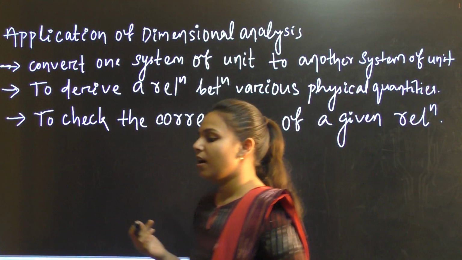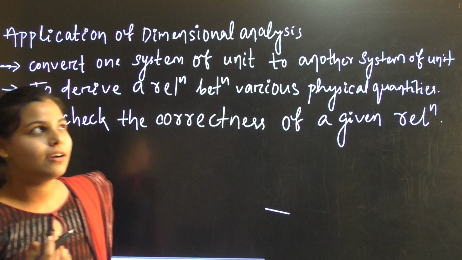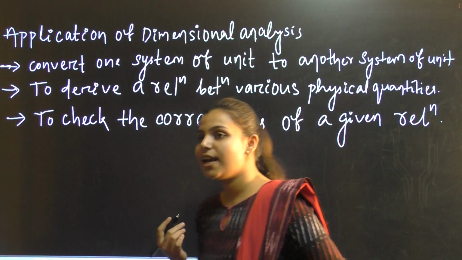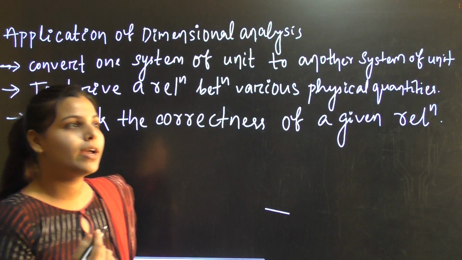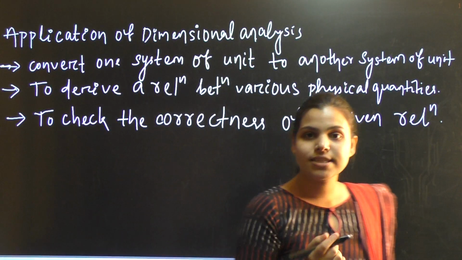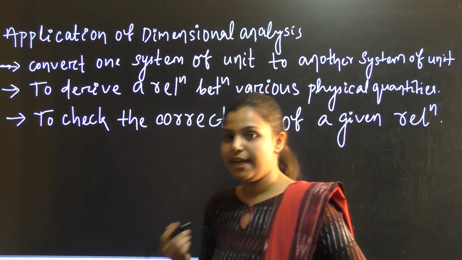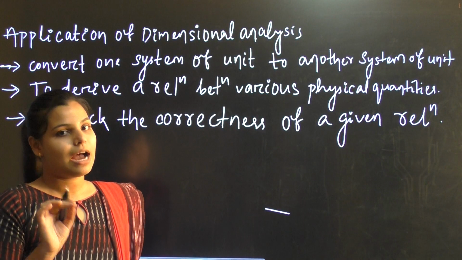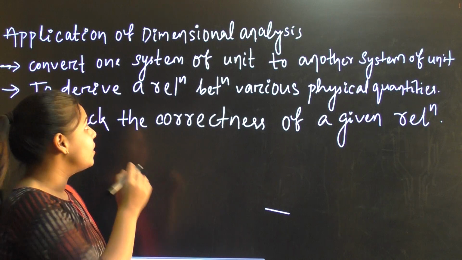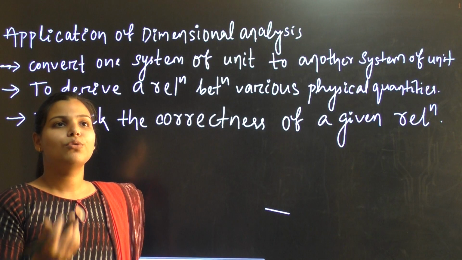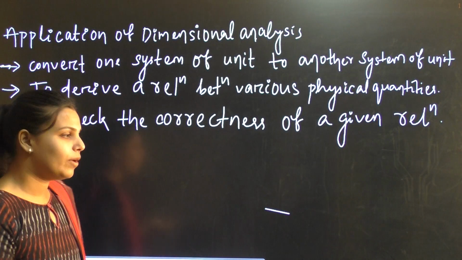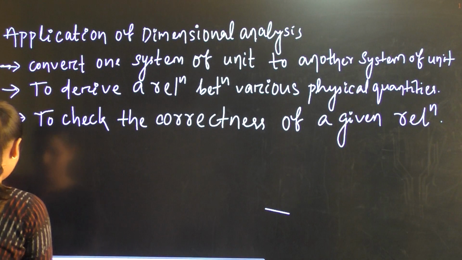How can we check? We have various physical relations, like the straight line formulas: v square minus u square is equal to 2as, v is equal to u plus at, or s is equal to ut plus half at square. We can use the dimensional formula to check whether their dimensions are the same or not. Okay, next, go to the next slide.